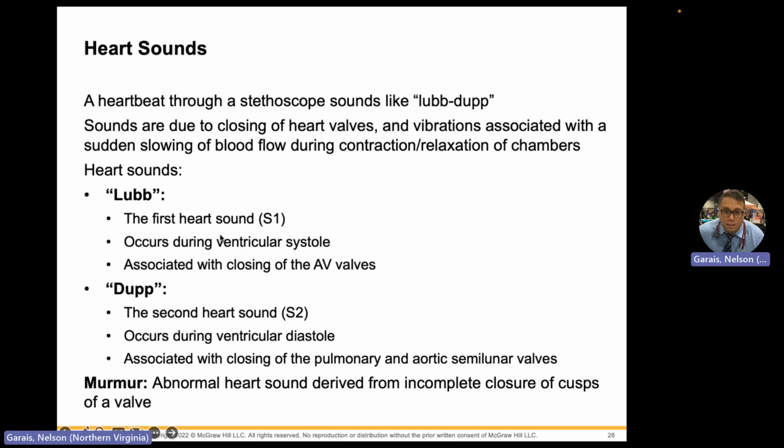Your first heart sound is your lub. Second heart sound is your dub, lub dub, when you hear your heart. And the S1 correlates with the closing of your atrioventricular valves, your tricuspid and bicuspid. And your S2 corresponds to the closure of your pulmonary and aortic semilunar valves. The first phase, the first part is, of course, ventricular systole, and the second part is the filling, which is ventricular diastole. Very good to know.